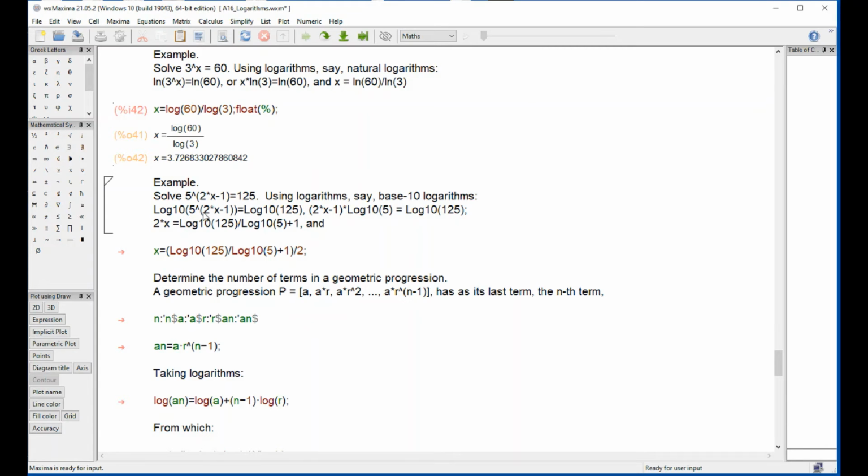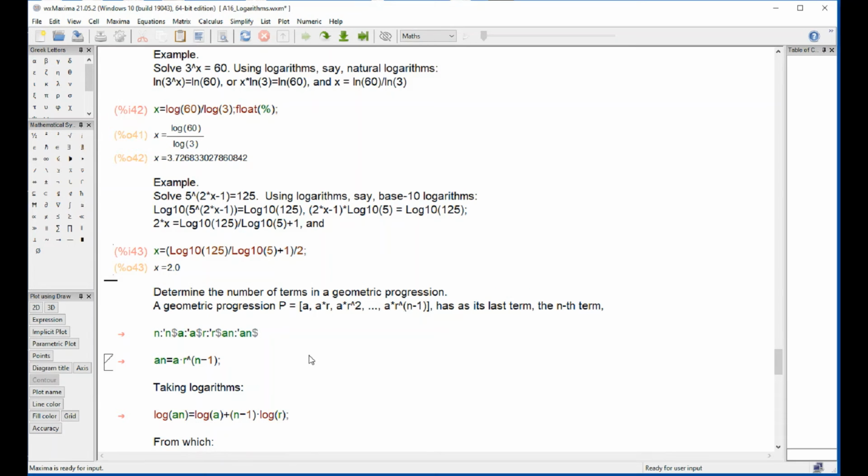Take logarithms. I'm taking logarithm of base 10 right here. And you got the exponent is 2x minus 1 multiplying logarithm base 10 of 5. And from there you can isolate x to give you this result.